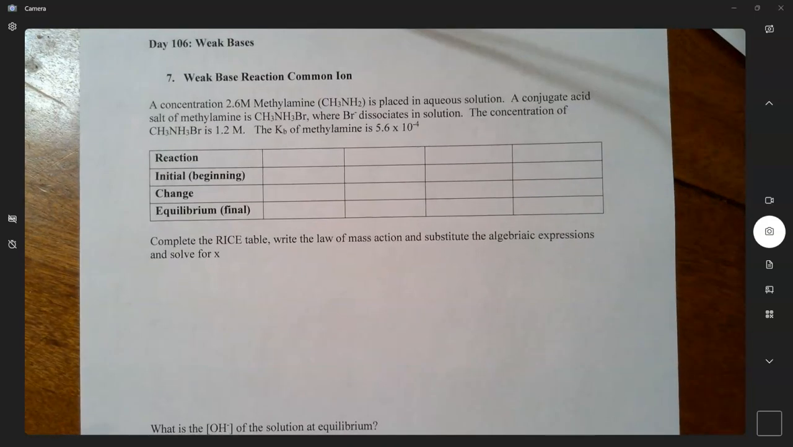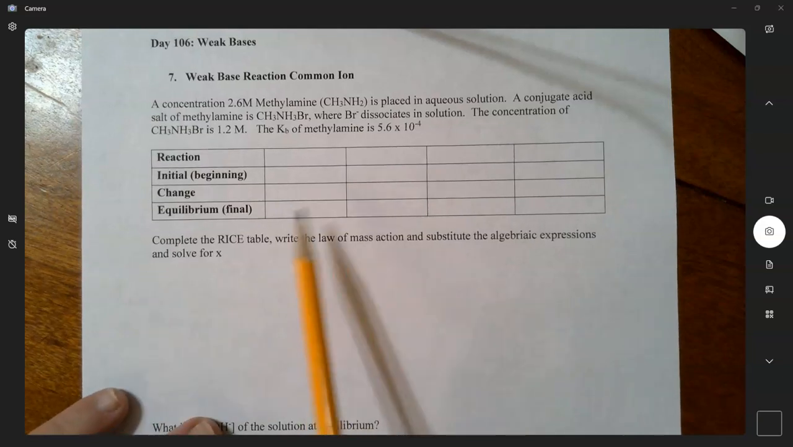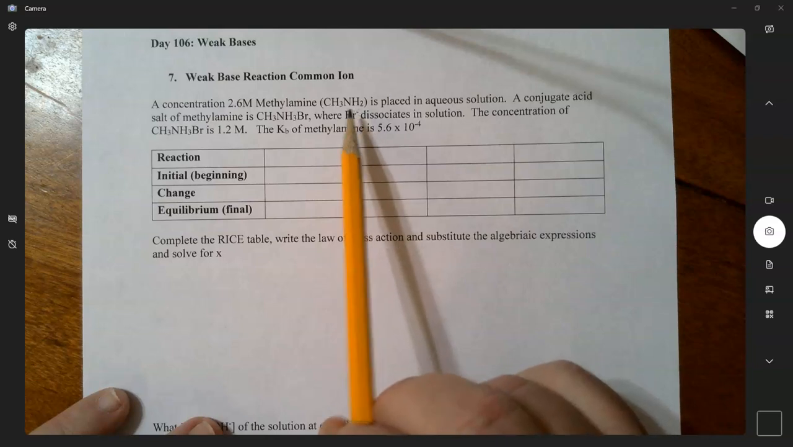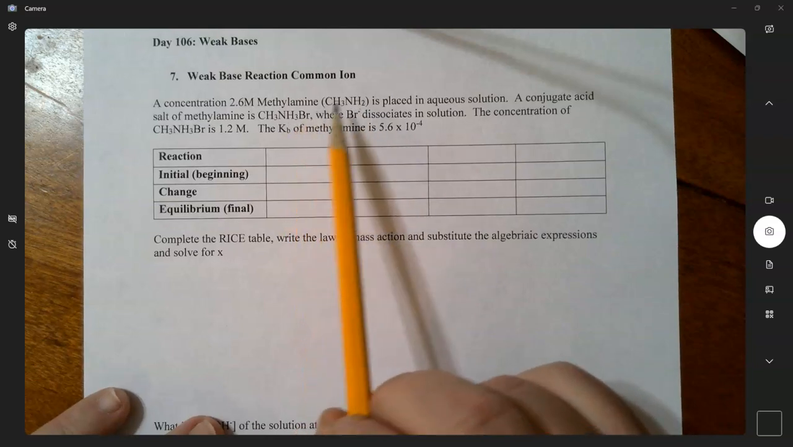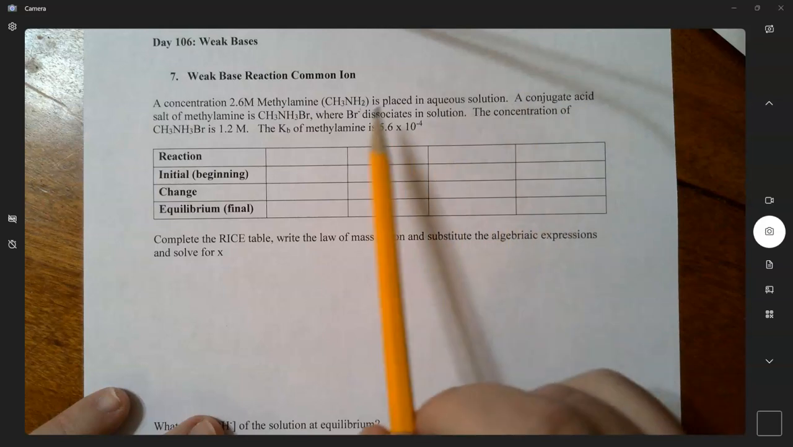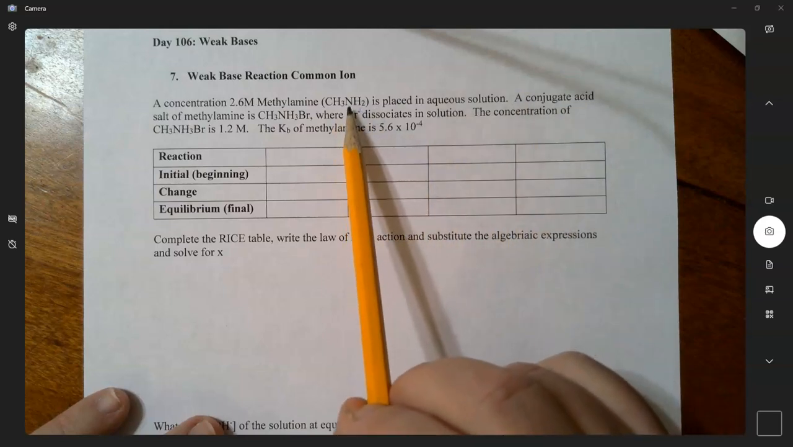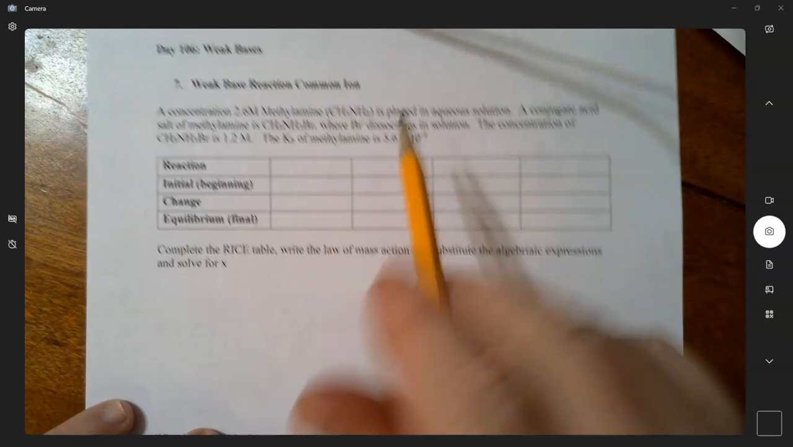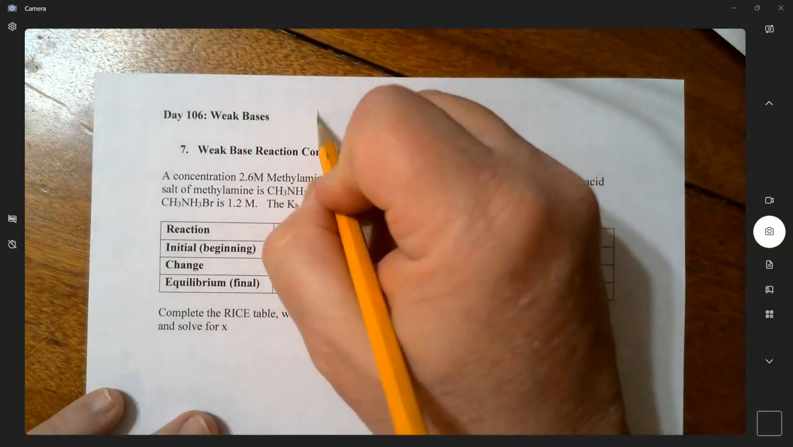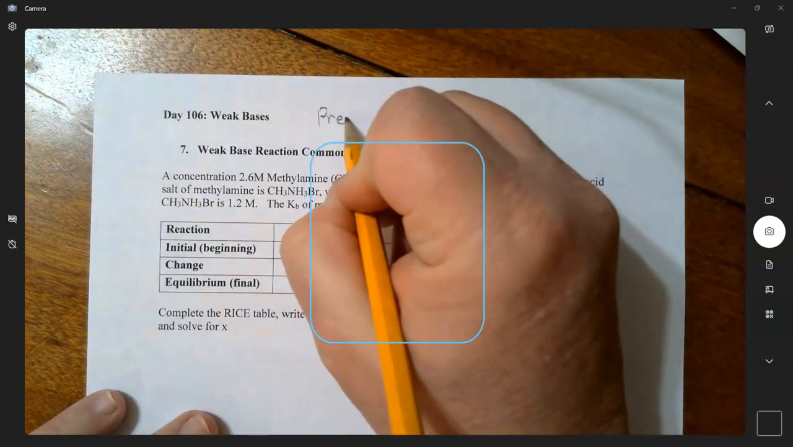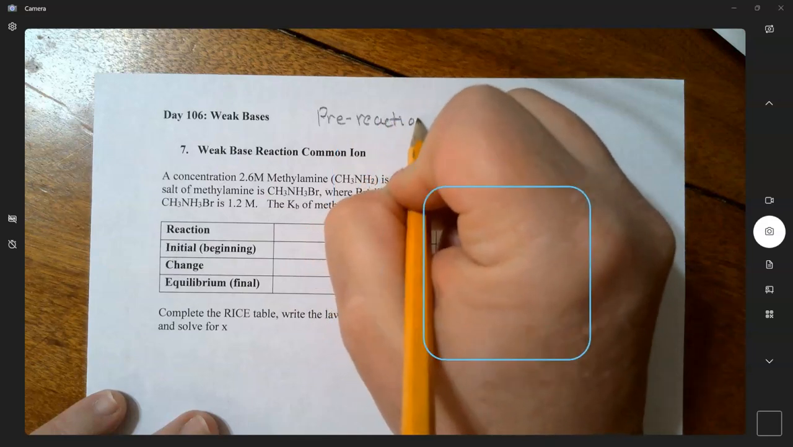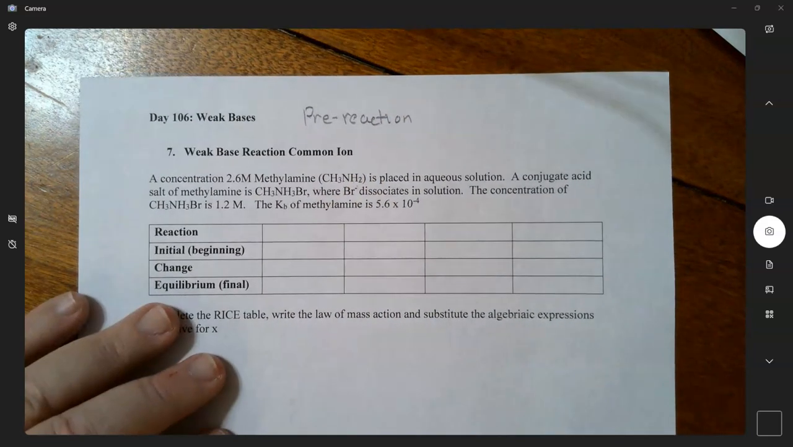Okay, final problem, number 7. So concentration of methylamine. Now they give you the formula, and the reason is because you have a common ion here. So the conjugate acid, that means you add one proton to this to make it this last one, H3. When you do that, it makes it positive. So let's write the pre-reaction again. That's my name for it. I just think of it as happening before you start the acid-base reaction.